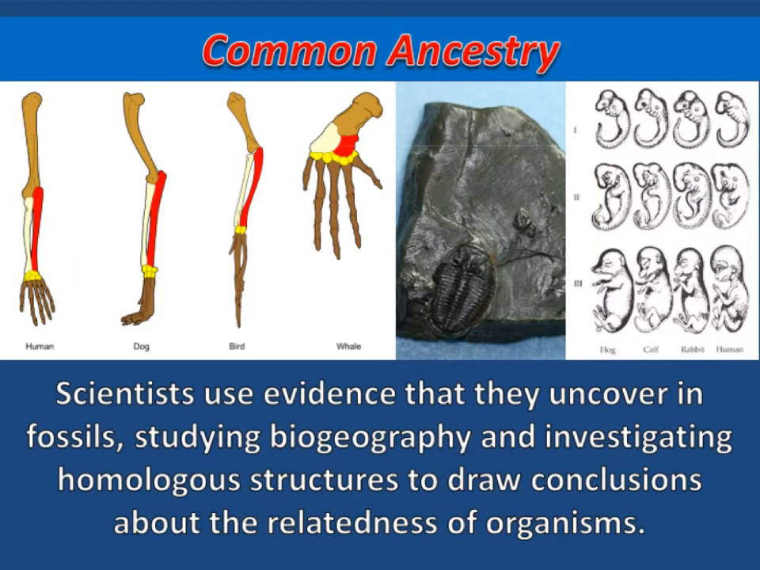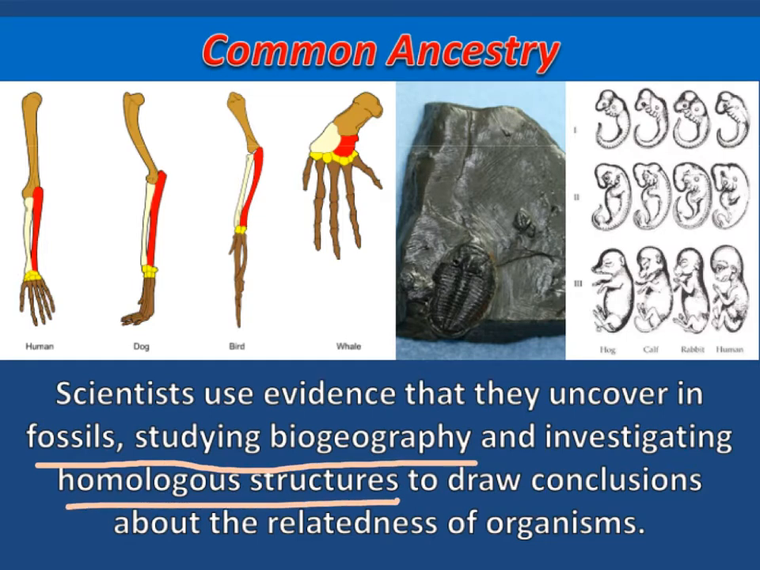So in order for scientists to understand the relatedness between organisms, or figure out whether or not organisms are related, they look at evidence. Scientists use evidence that they uncover in fossils, studying biogeography, and investigating homologous structures to draw conclusions about the relatedness of organisms. So on number 4, what do scientists study that lets them draw conclusions about the relatedness of species? They can draw conclusions from fossils, studying biogeography, and homologous structures.